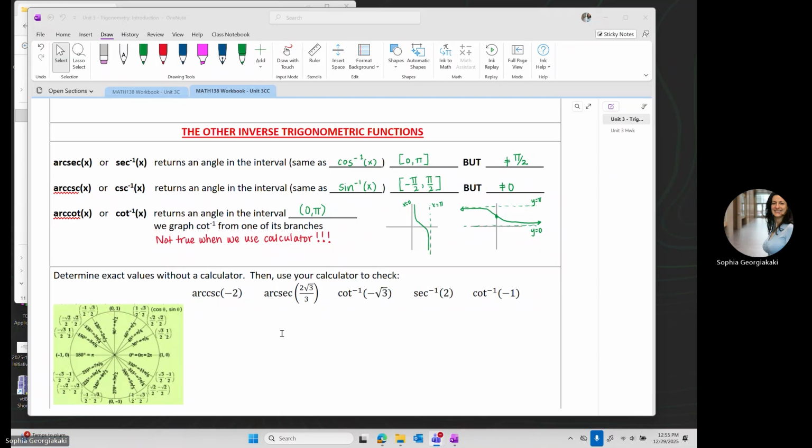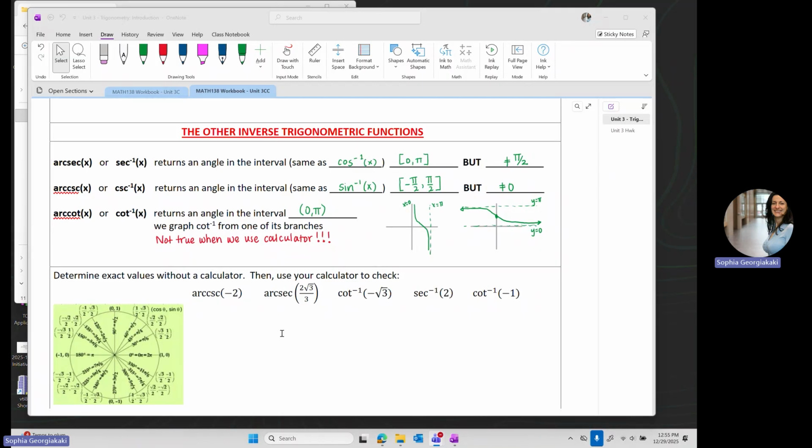The inverse cosecant will return in the same interval as the inverse sine, from negative 90 degrees to 90 degrees, except for where the sine is equal to 0 and the cosecant is undefined, which is 0.